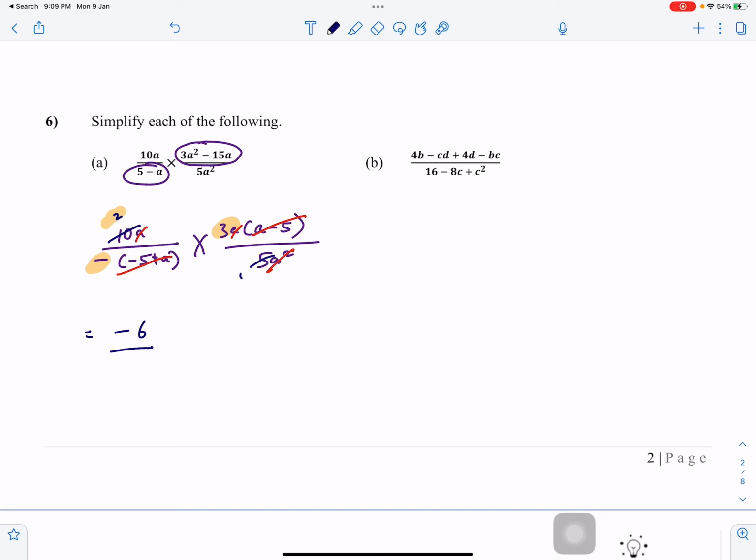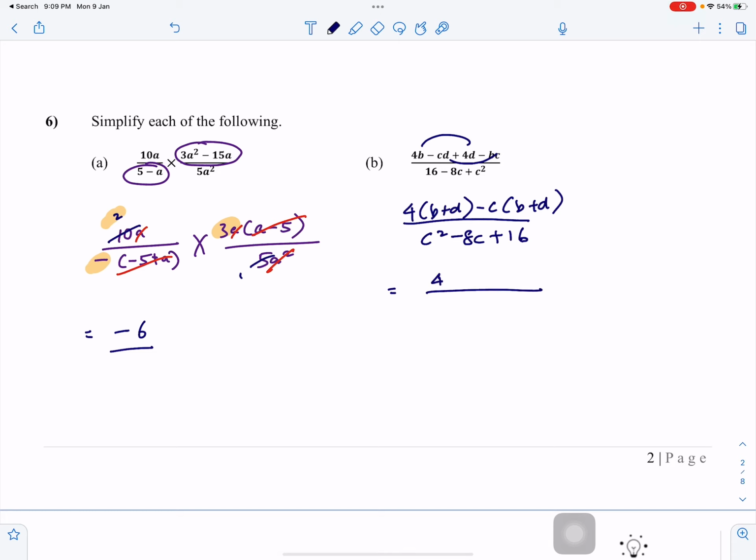Now the next question over here, what you need to do is, this is by grouping. What do you mean by grouping? Just give me a minute to write this down for you. Grouping means that you can actually take out a common factor from inside this 2 and inside this 2. If I take out, it will be minus d. If I take out, it becomes also b plus d. If I take out a minus away, c becomes b plus d inside there. And there you go, you got 4 minus c and b plus d.